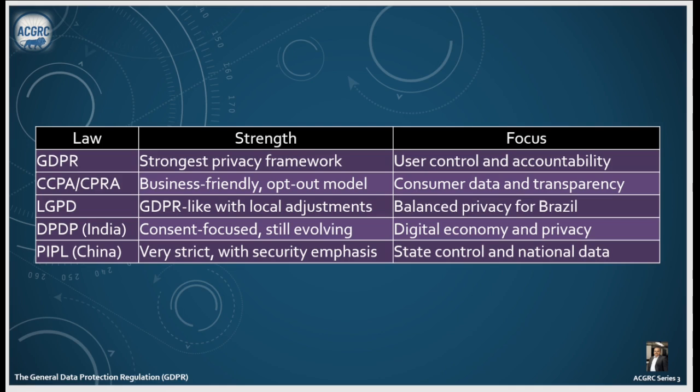So let's look at some strengths and the focus. GDPR, strongest privacy framework, focuses on user control and accountability. CCPA, business friendly and has an opt-out model. Focus, consumer data and transparency. LGPD, GDPR-like with local adjustments. Balanced privacy for Brazil. DPDP, it's consent focused, still evolving. Focus is digital economy and privacy. PIPL, very strict with security emphasis. Focus, state control and national data.